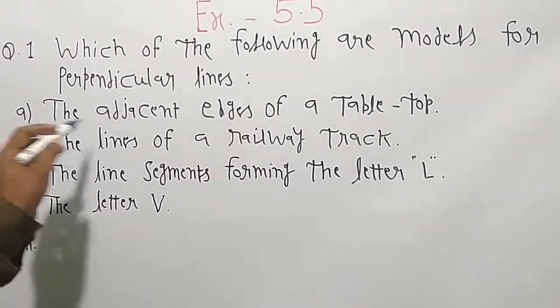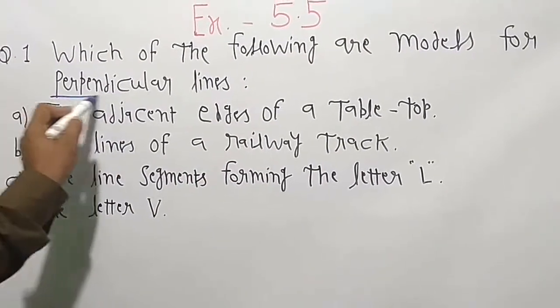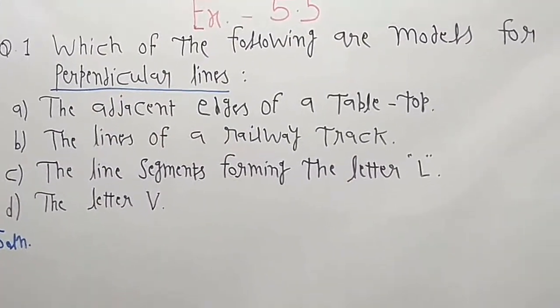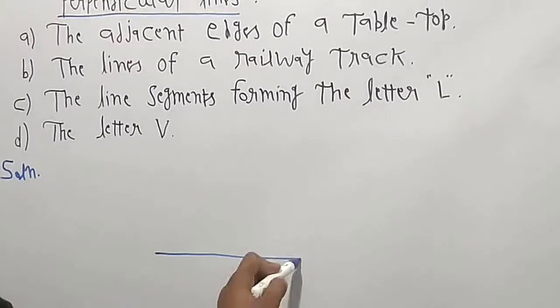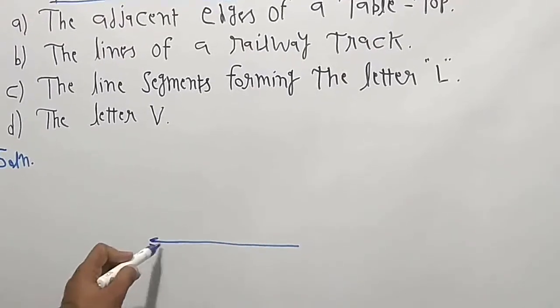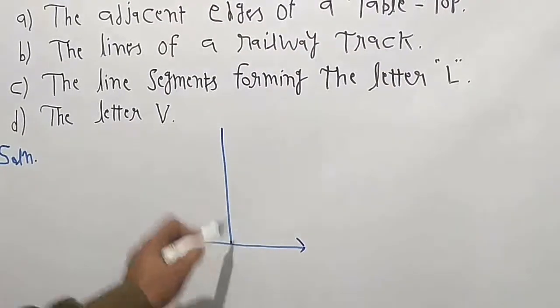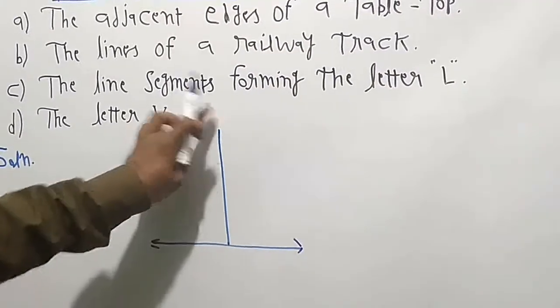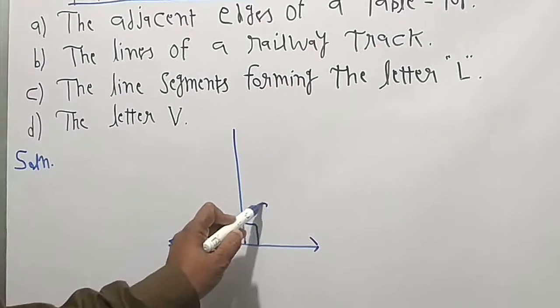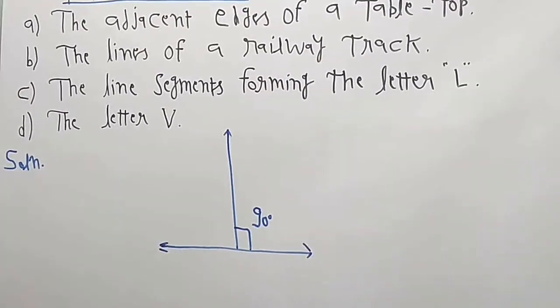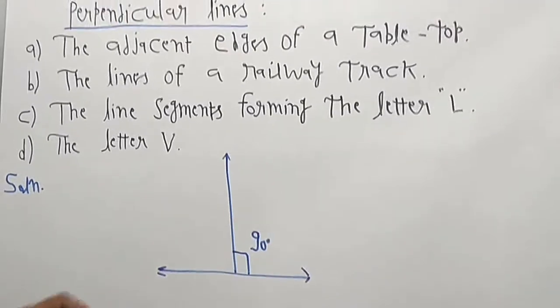Before we start the solution of this question, first we understand what perpendicular lines are. Perpendicular lines are like this. Suppose we have one line like this and one more line like this, and they create an angle of 90 degrees here. Then it is called perpendicular lines.